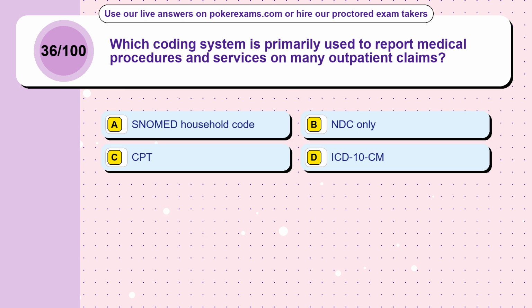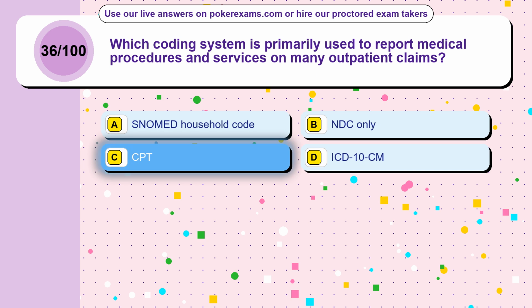Question 36. Which coding system is primarily used to report medical procedures and services on many outpatient claims? Option A. SNOMED Household Code. Option B. NDC only. Option C. CPT. Option D. ICD-10-CM. The correct answer is option C.